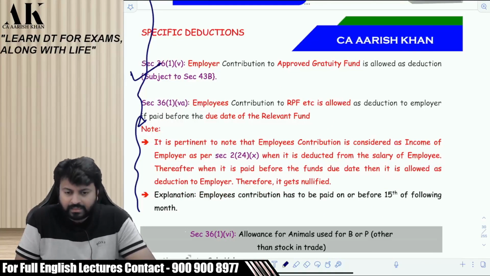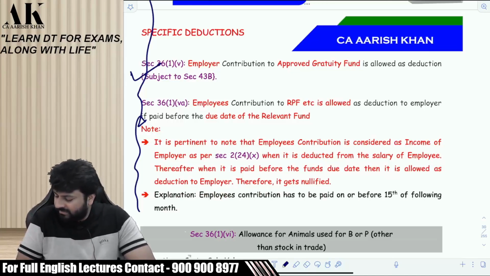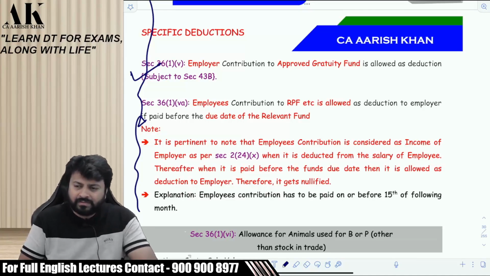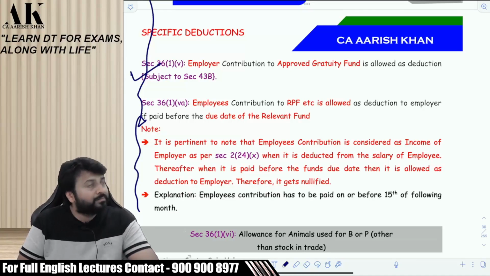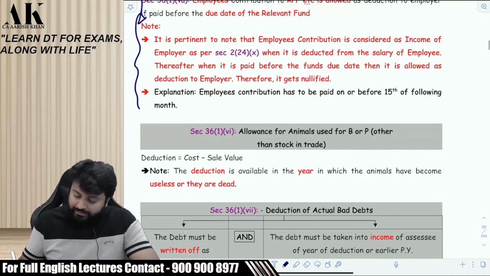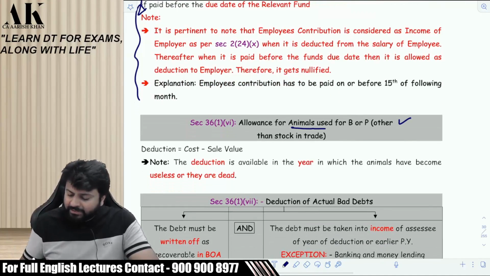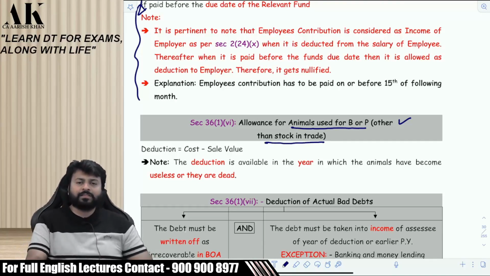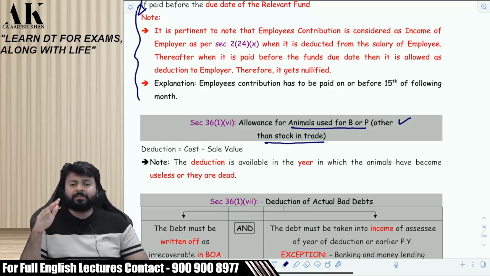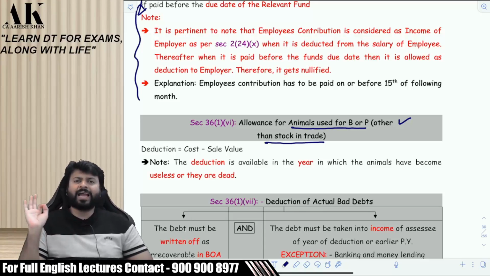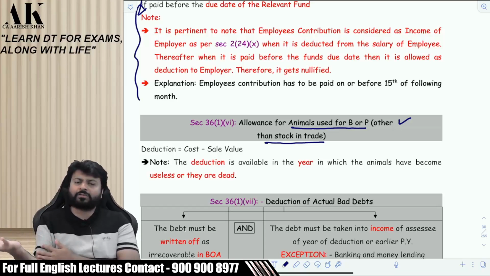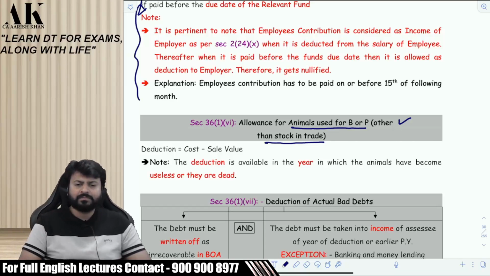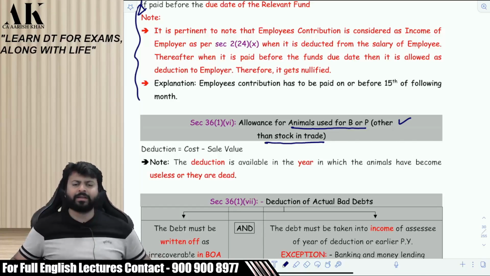Okay. Now there is one simple section. Let me address that once, and then I'll go ahead with the important one. 36(1)(vi): allowances for animals used for the purpose of business or profession other than stock in trade. Now, if I'm purchasing animal for selling it, then my purchase cost will become my expenditure, and my sales will become my revenue. Is it clear?